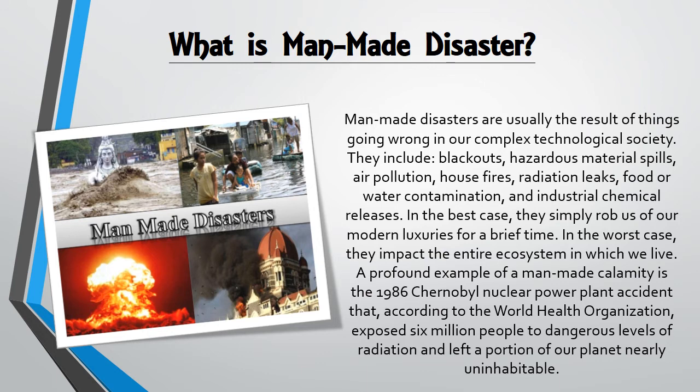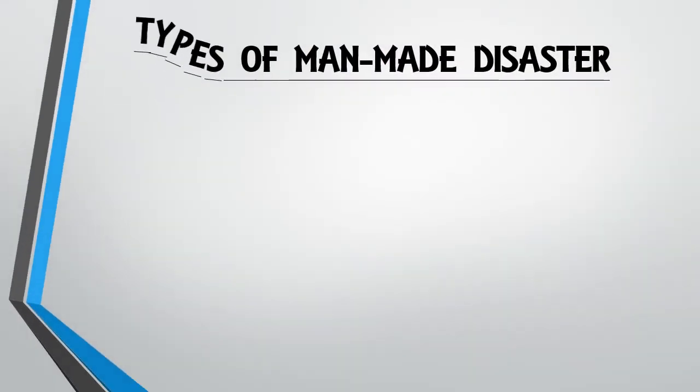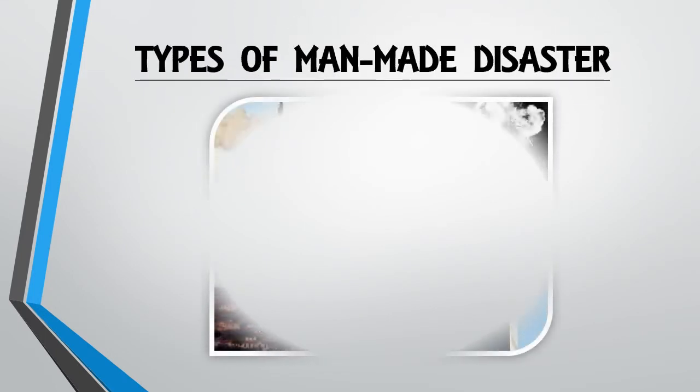A profound example of a man-made calamity is the 1986 Chernobyl nuclear power plant accident that, according to the WHO, exposed 6 million people to dangerous levels of radiation and left a portion of our planet nearly uninhabitable. Types of man-made disasters.